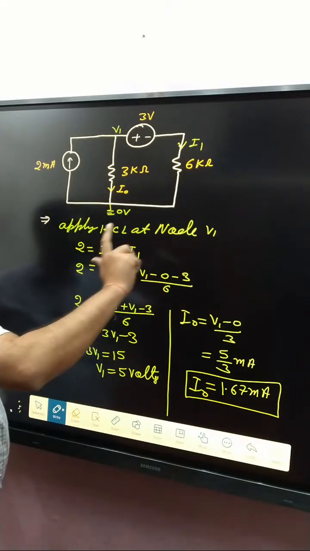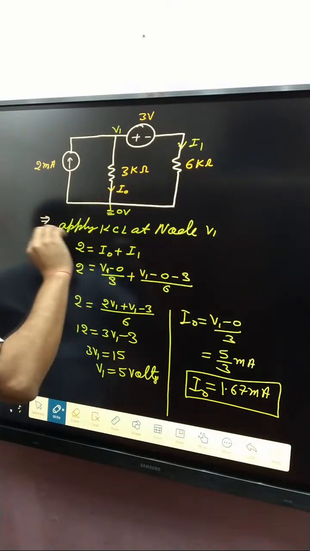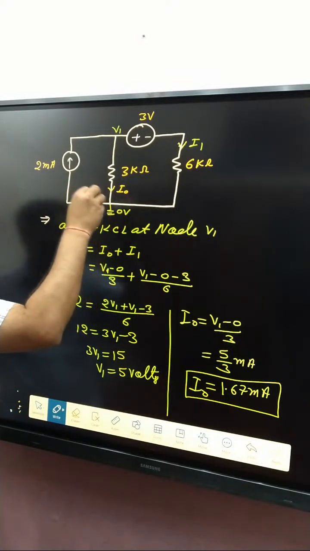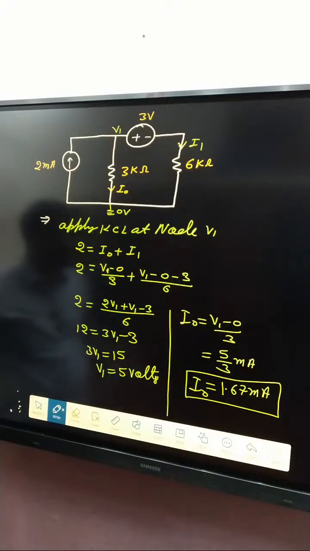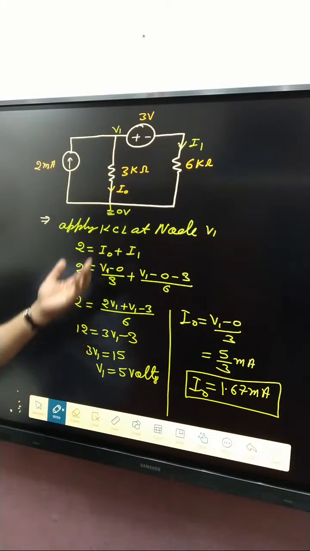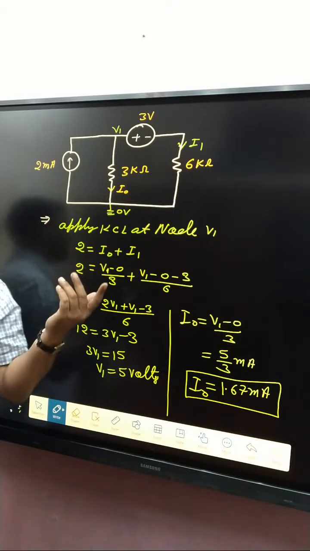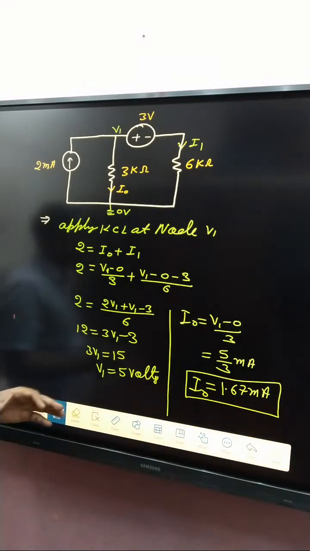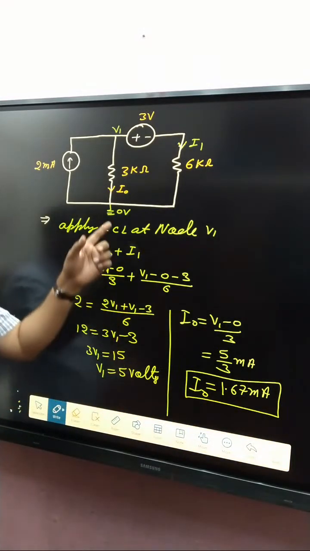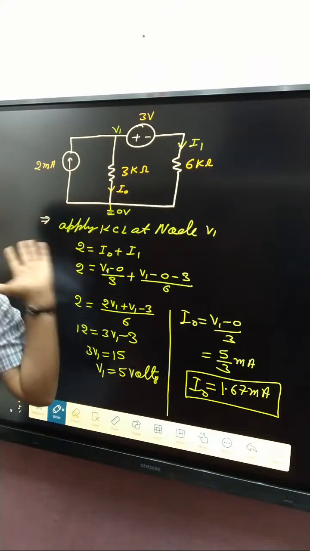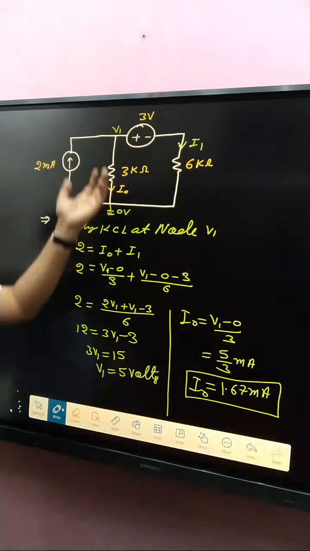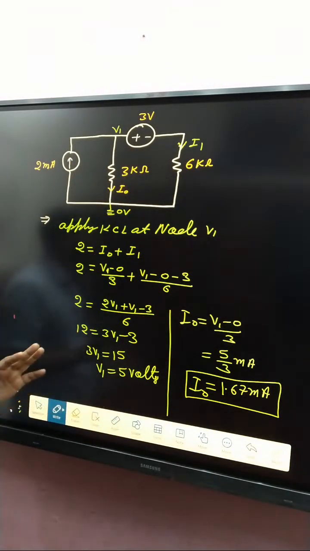Now the third step, take one node as a reference node. If this one is taken as the reference node, it means 0 voltage. But you may ask, sir, why have we taken 0 voltage? You can also take 2 volt, 5 volt, 10 volt, but your answer does not change. For simplicity we have taken 0 voltage; otherwise, the calculation becomes complicated.